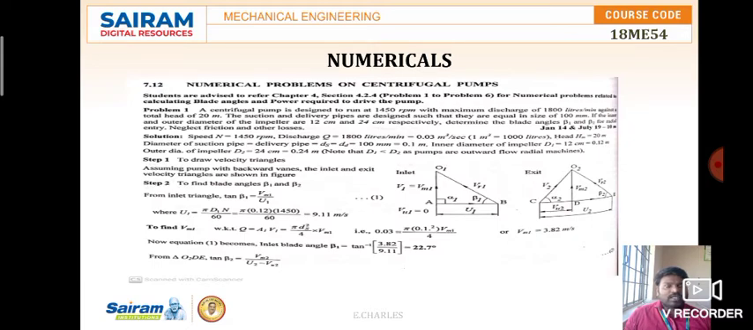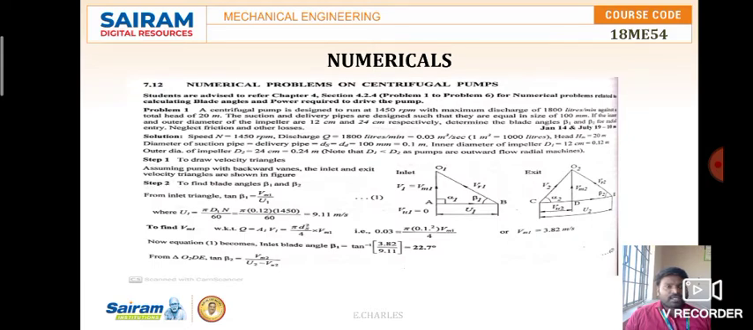The suction and delivery pipes are designed in such a way that they are equal in size of 100 mm. So diameters are given as D1 and D2. The suction pipe and delivery pipe diameters are 100 mm, which is 0.1 meters. Next, the inner diameter and outer diameter of the impeller are 12 centimeters and 24 centimeters respectively. So capital D1 is 12 centimeters and small d2 is 24 centimeters. Determine the blade angles beta 1 and beta 2 for radial entry, neglecting friction and other losses.